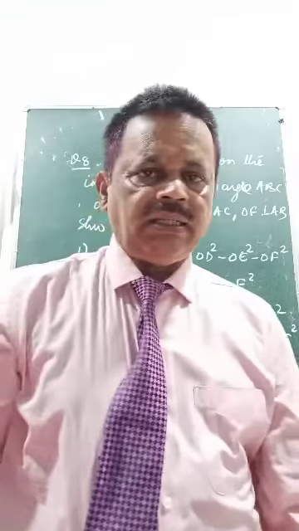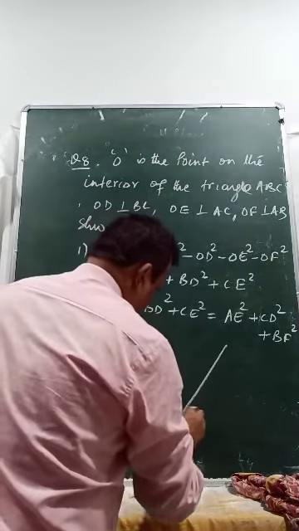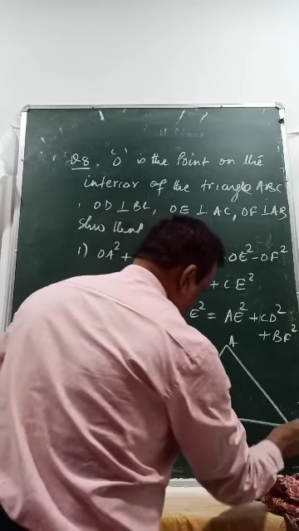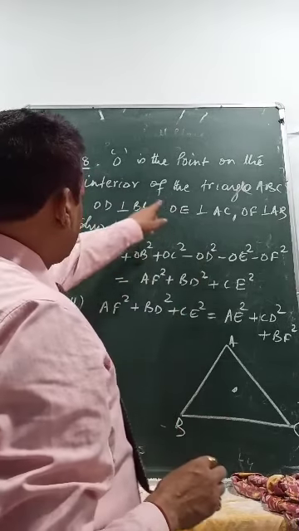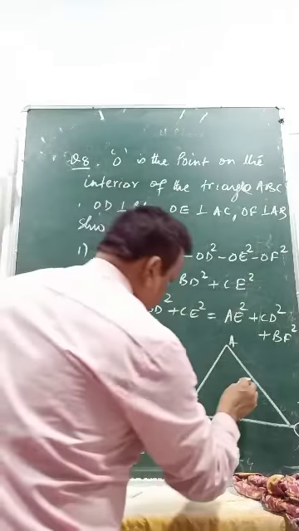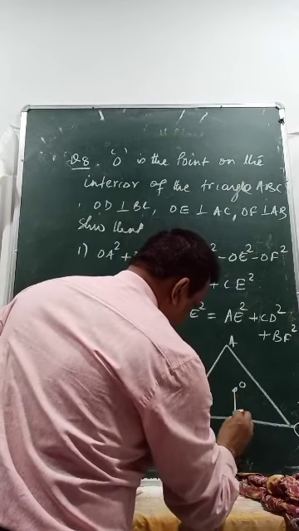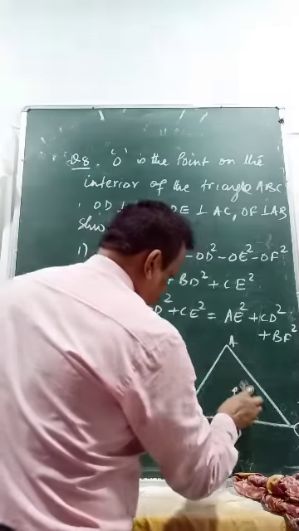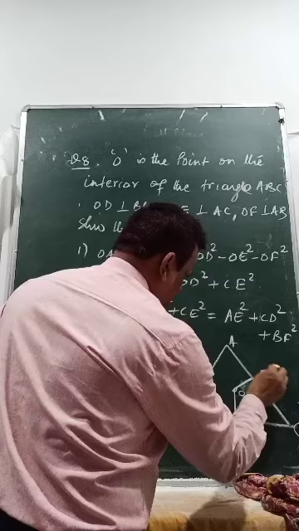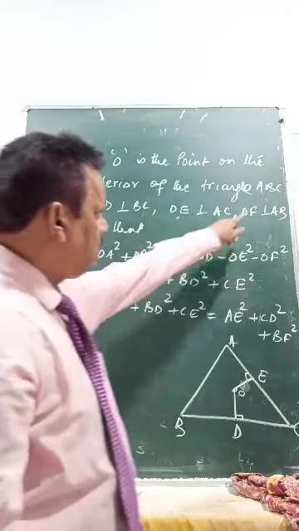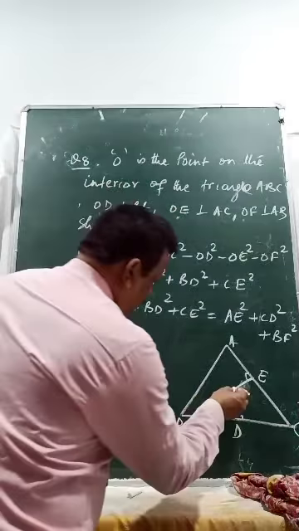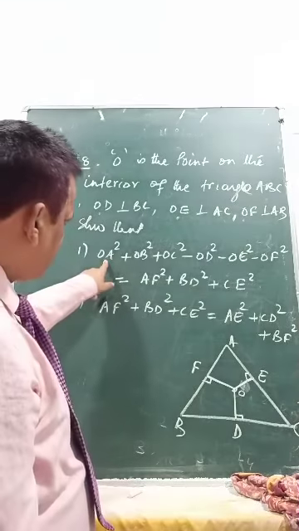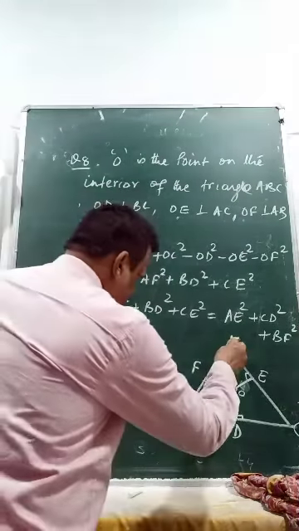Okay, the triangle is given. Look at here, ABC triangle. O is any point, OD perpendicular to BC, 90 degree, OE perpendicular to AC, OF perpendicular to AB. You have to get OA square, OB square, OC square. That means you have to join this.